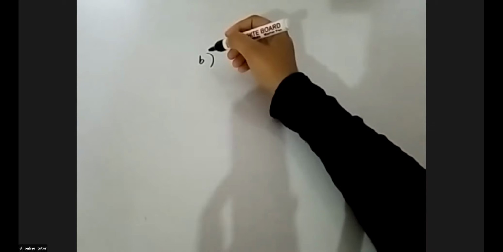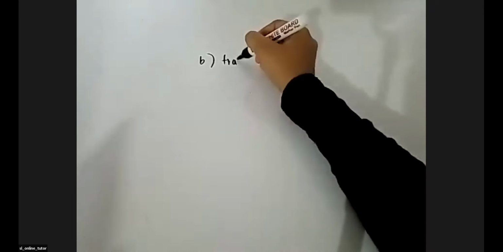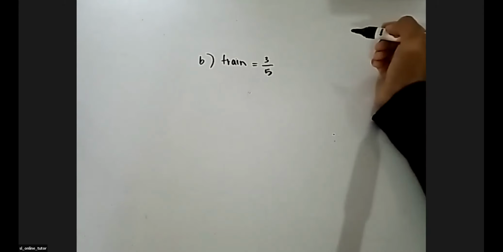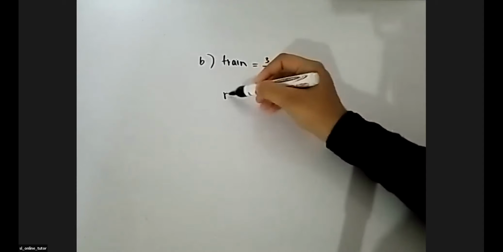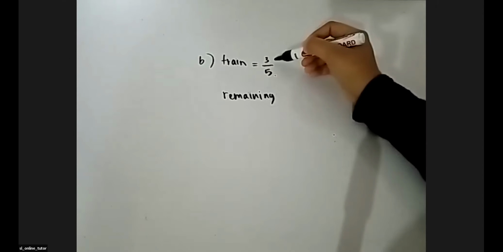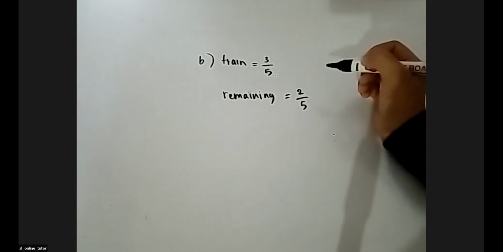It says, Priyantha travels 3 by 5 of a certain distance by train. By train, he traveled 3 by 5 and 1/4 from the remaining. If 3 by 5 is traveled by train, out of 5, 3 parts are traveled by train, so the remaining is 2 parts out of 5.